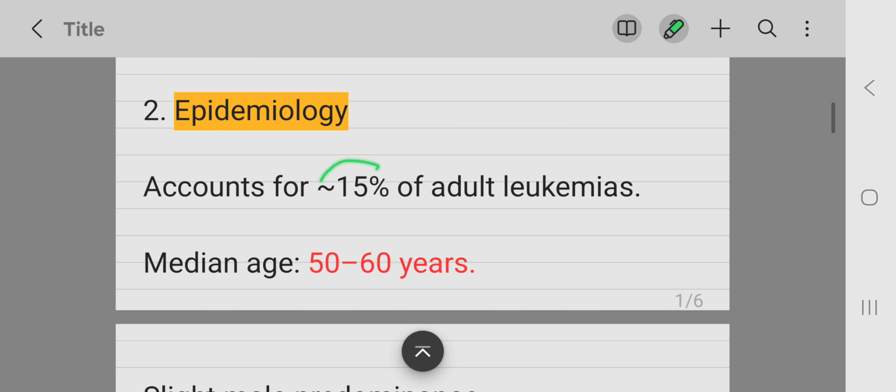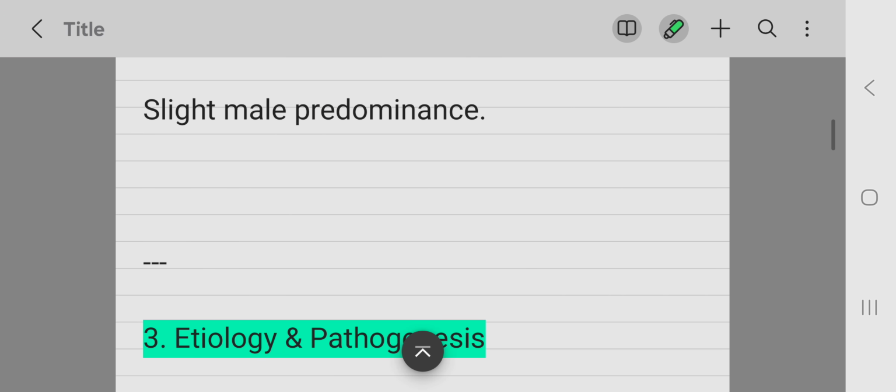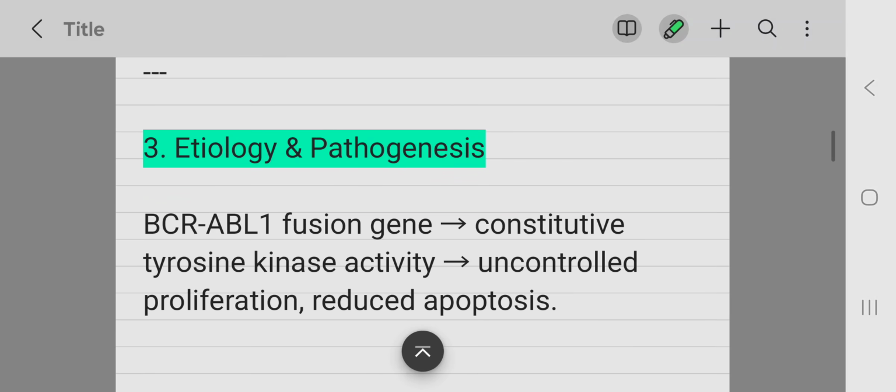It accounts for almost 15% of total adult leukemias, and the median age at presentation is 55 years. Slight male predominance is also seen.